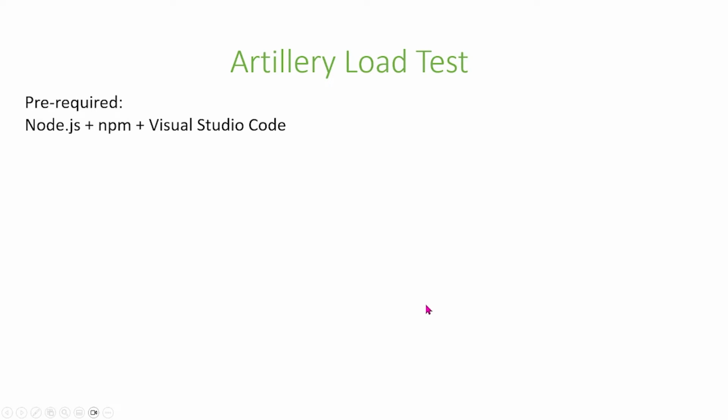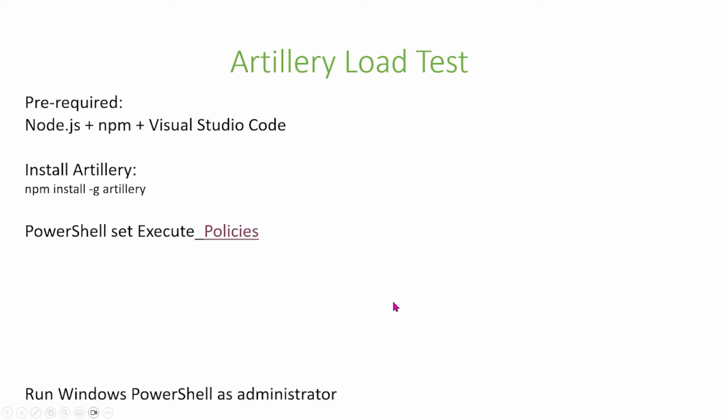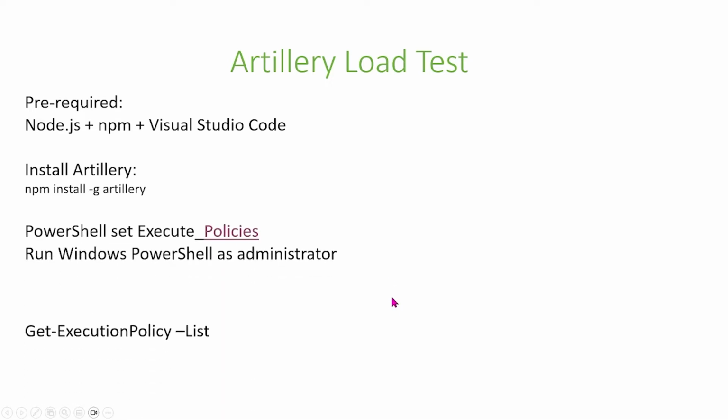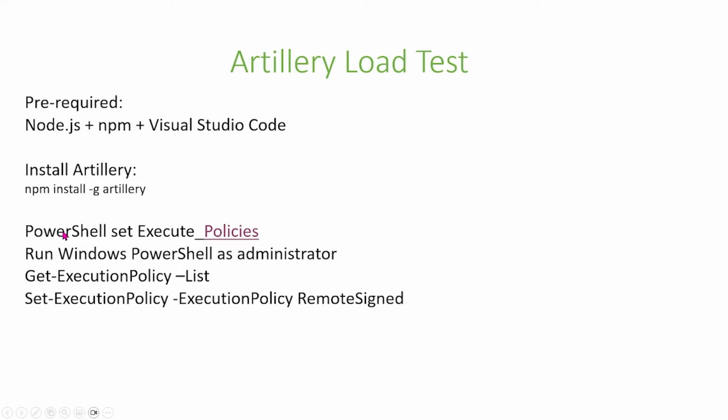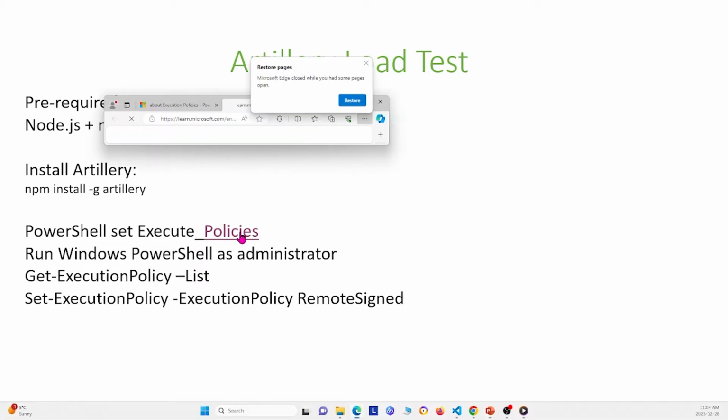So some prerequisites is you need Node.js, you need npm, and Visual Studio Code. And to install artillery, you can just simply run npm install -g artillery. And in order to get artillery running, you must run and perform the following things. So you must use PowerShell and set the execute policies. And you can read more at this link right here.